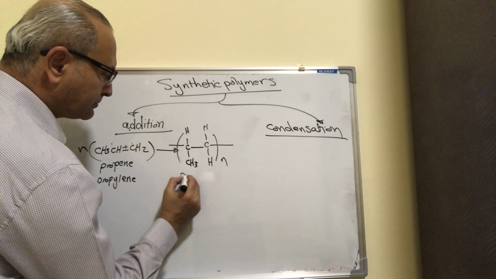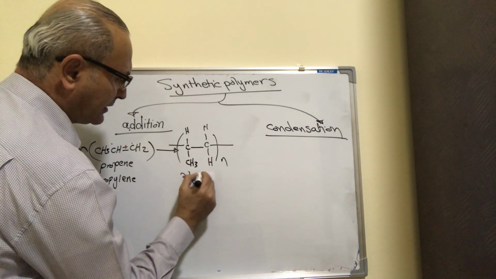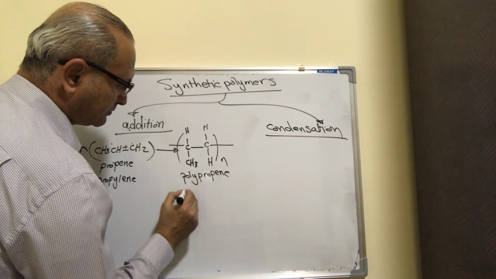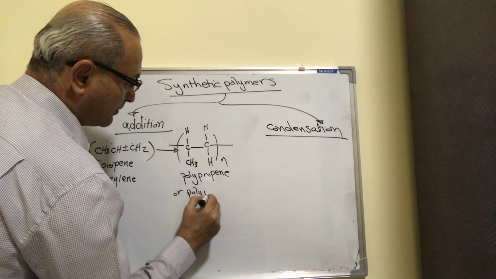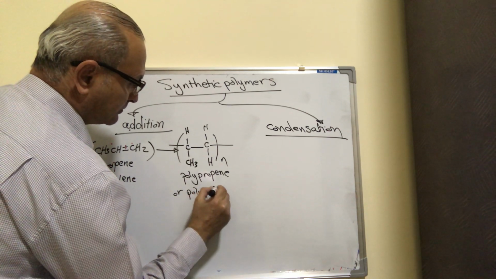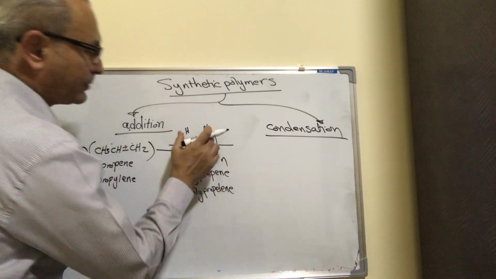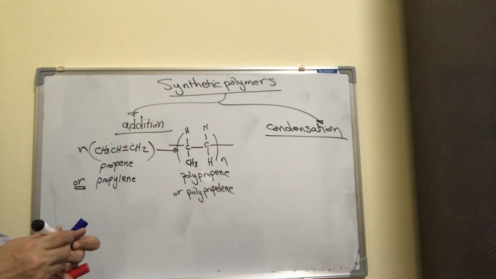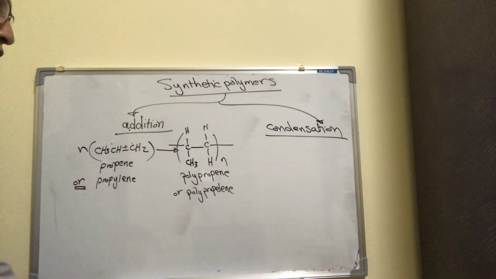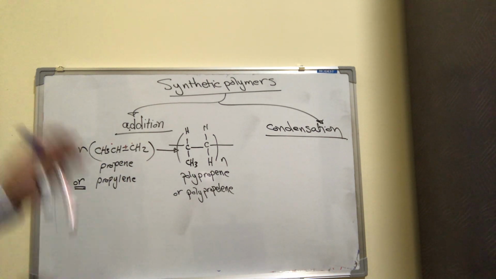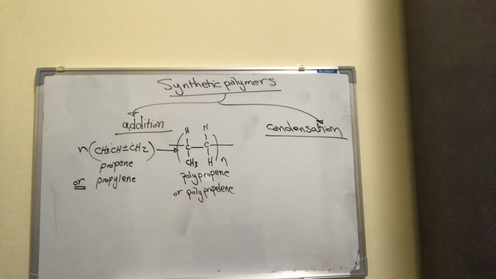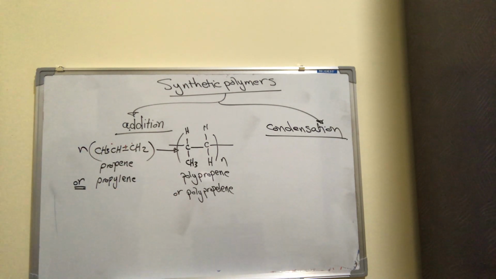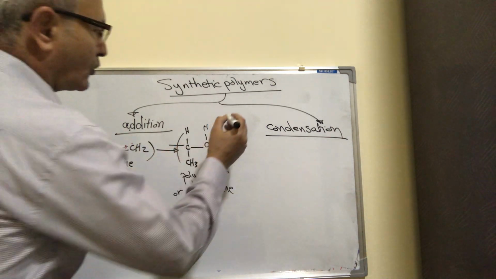This is called what? Polypropene or polypropylene. This one is used to make ropes. Polyethylene is used mainly to make grocery bags that you use to put your grocery in when you are coming out from any mall, supermarket, and so on.